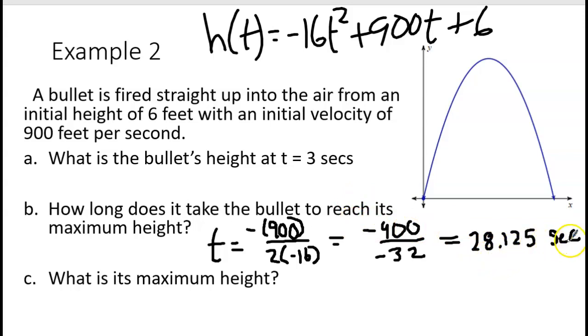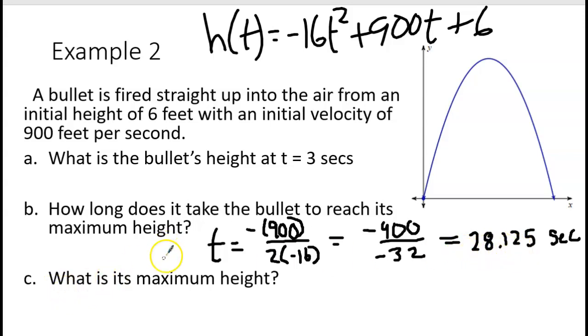28.125 seconds. Now in real life, it would probably reach its maximum height a lot sooner because of air resistance slowing the bullet down, so it wouldn't be able to travel for as long. In this case, with this model, we're just looking at just gravity's effect on the bullet. So if you can imagine a world without any air, it would literally take 28 seconds for that bullet to stop going up and then start coming back down.